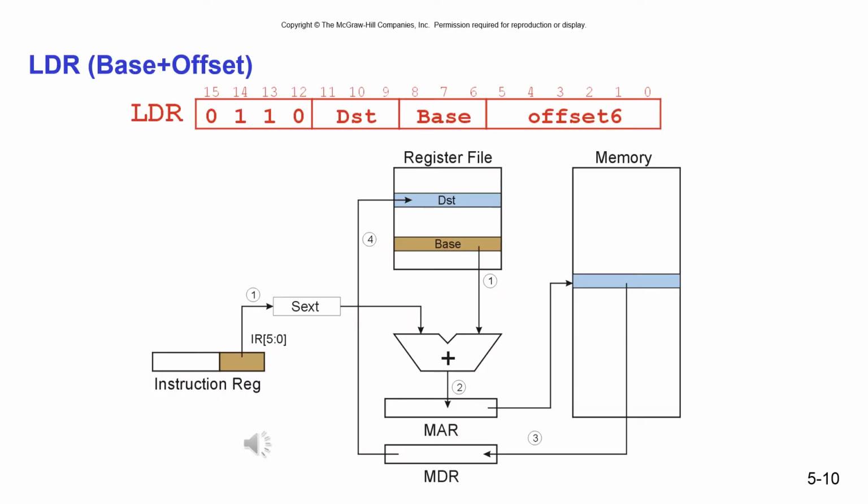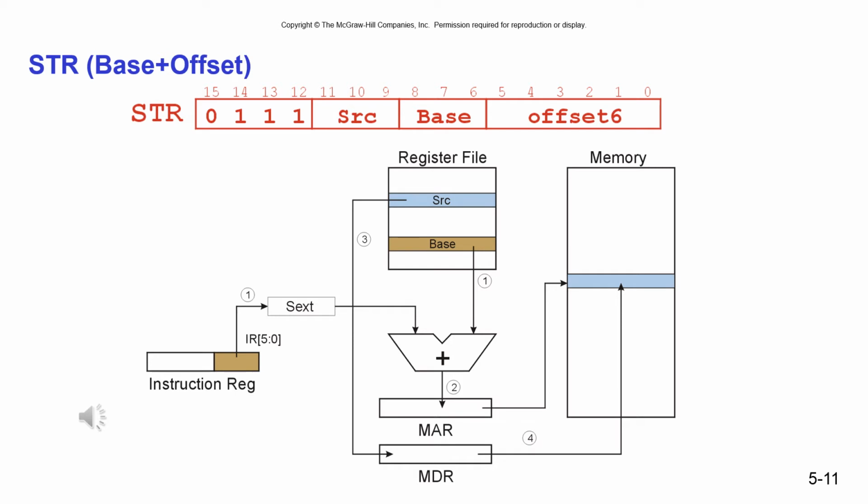Here's a data path for LDR. If the 6-bit offset is used, that's added to the value in the base register to calculate the memory address that gets loaded in the memory address register, and then the contents of that gets loaded in the memory data register and then stored in the destination register.